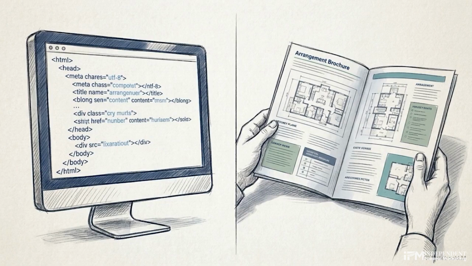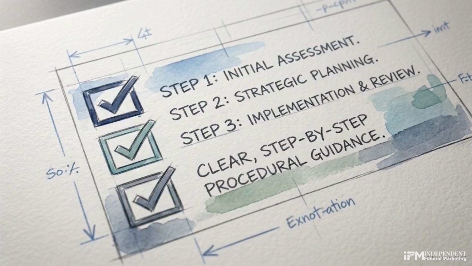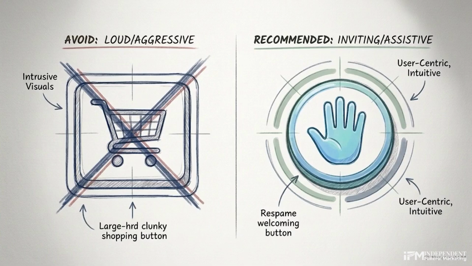Now that the page structure is set, the content itself needs to satisfy the technical requirements of search crawlers while remaining sensitive to grieving families. A dedicated service page requires between 400 and 700 words of text. This content should clearly outline what the service involves and what families can expect procedurally. Avoid aggressive sales pitches. Helpful, practical guidance performs best.